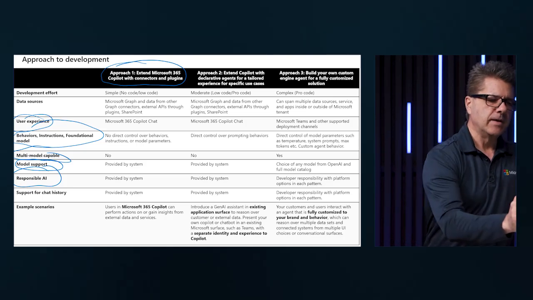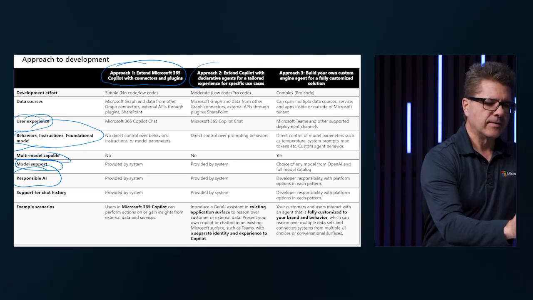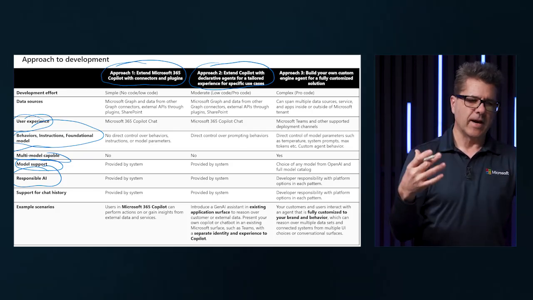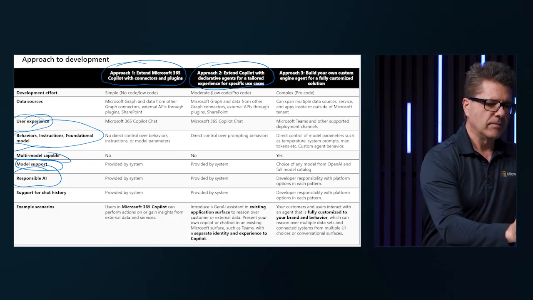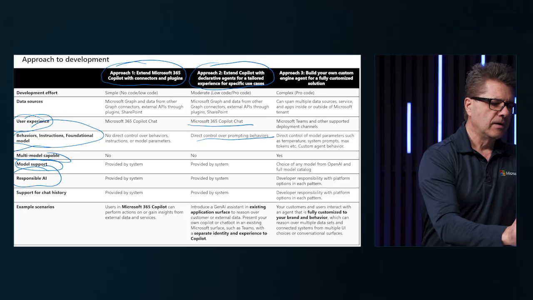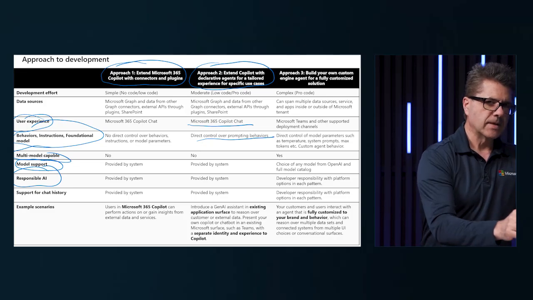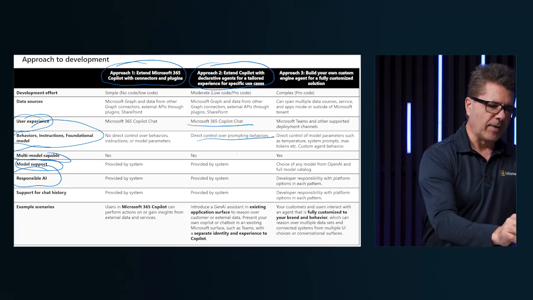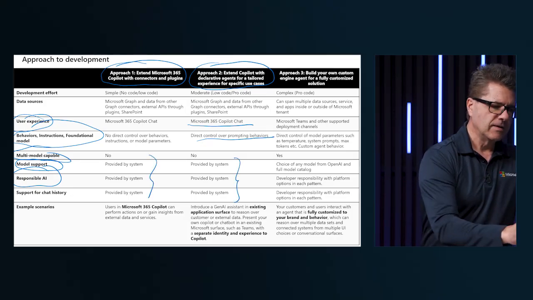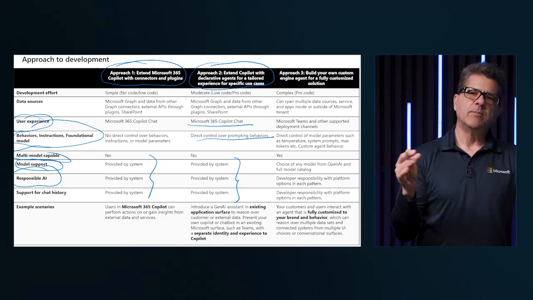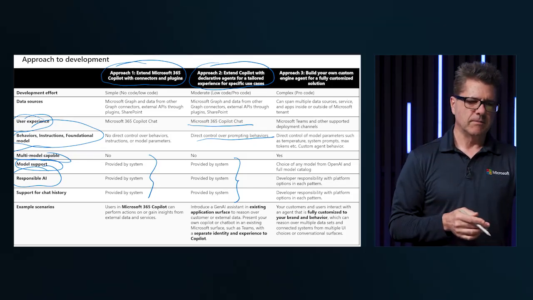Now, the next one is extending Copilot with declarative agents. So now we are talking about being able to go in and customize with those. Again, maybe I can use a chatbot, direct control over the prompting behavior. Again, I don't need to worry about multimodal capability because this is a single option provided by the system, right? Both of these, everything is provided by the system. The model support, the responsible AI, it's already built in, how it's going to be configured.